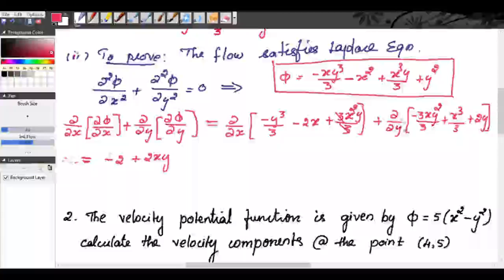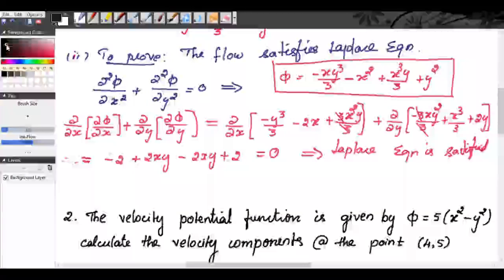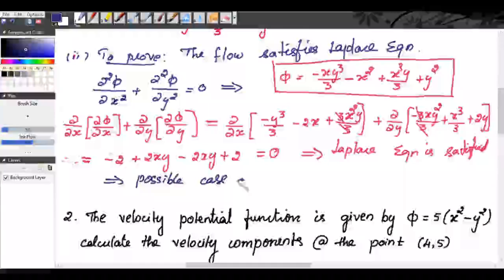Here we are differentiating with respect to y. So we get minus 2xy. We don't have y term here, so that becomes 0. Here differentiating with respect to y, we get plus 2. So that is equal to 0, which implies Laplace equation is satisfied. So if Laplace equation is satisfied, that means it is a possible case of fluid flow.